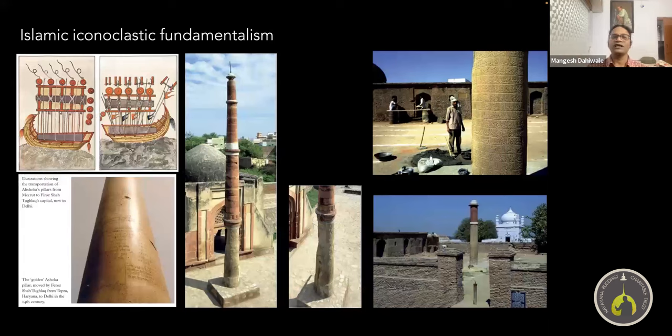Islamic iconoclastic fundamentalism was also responsible for it. This is the pillar that you can see near the mosque. And this is Firoz Shah Tughlaq, after whom there is the Firoz Shah Kotla ground in Delhi. In the beginning, there was this pillar there. And this is how the big pillar was brought from one place to where Tughlaq was, in Delhi, through the Yamuna. And you can see it there.